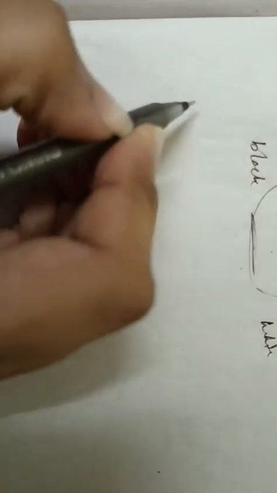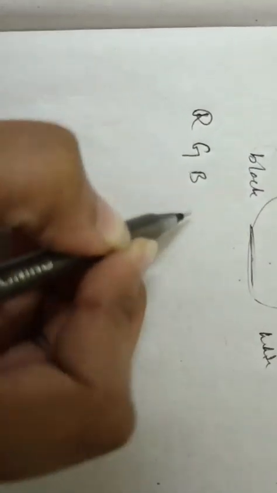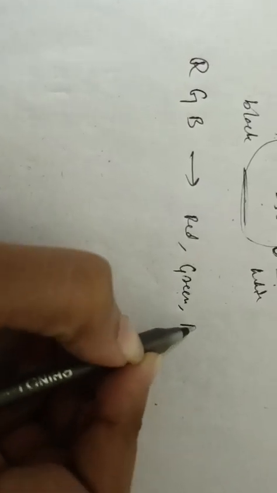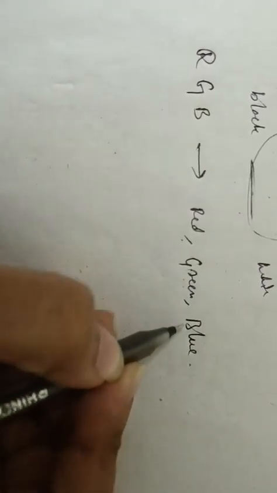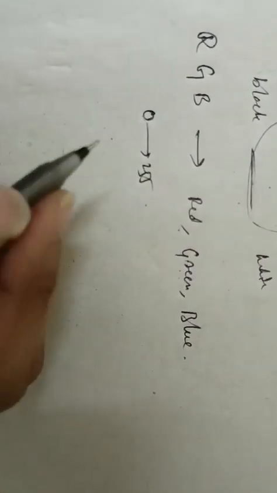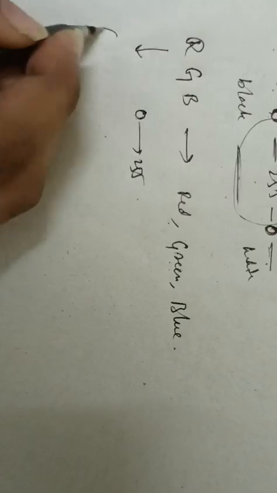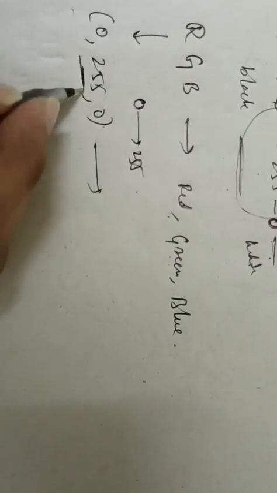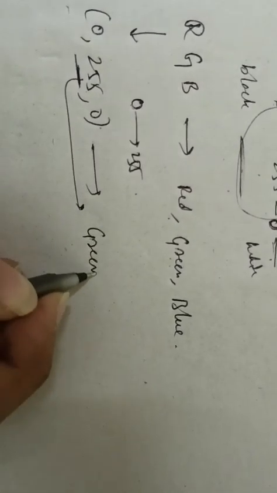Now we will learn about RGB, which tells red, green and blue have their own intensity levels 0 to 255. For example, we represent this RGB as 0, 255 and 0. This simply tells that the picture displays only green color.